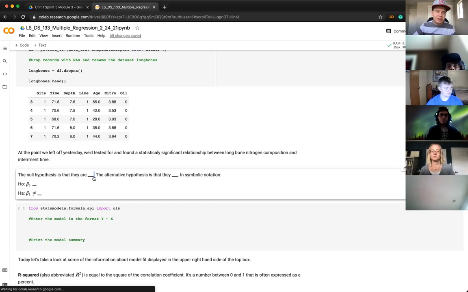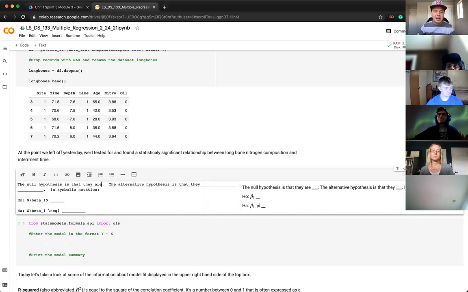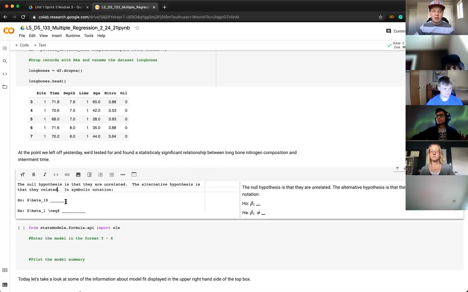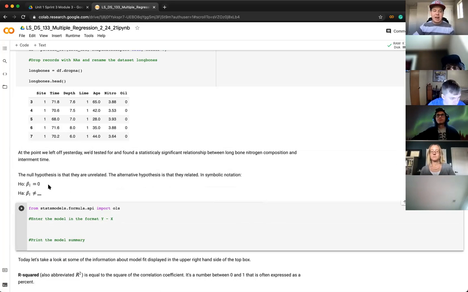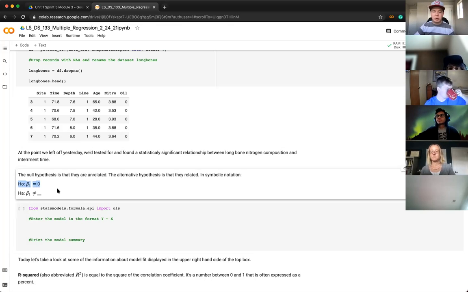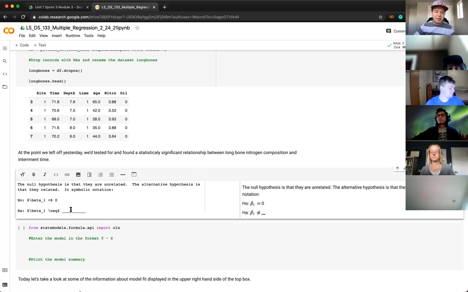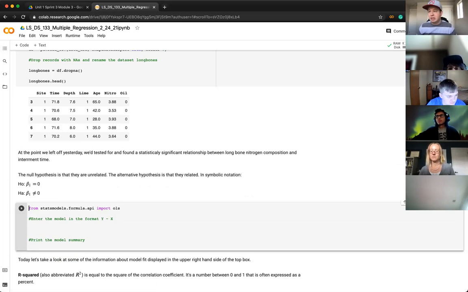Awesome. Okay, unrelated, right? Similar to the chi-squared test, the alternative hypothesis is that they are related. So in symbolic notation, we know that if our beta 1 coefficient is 0, then that's saying that the slope of that line is 0, that x really doesn't have any influence on y or is not correlated with y. There's really no relationship between the two. Likewise, the alternative hypothesis is that our beta 1 coefficient, our slope coefficient, is not equal to 0.